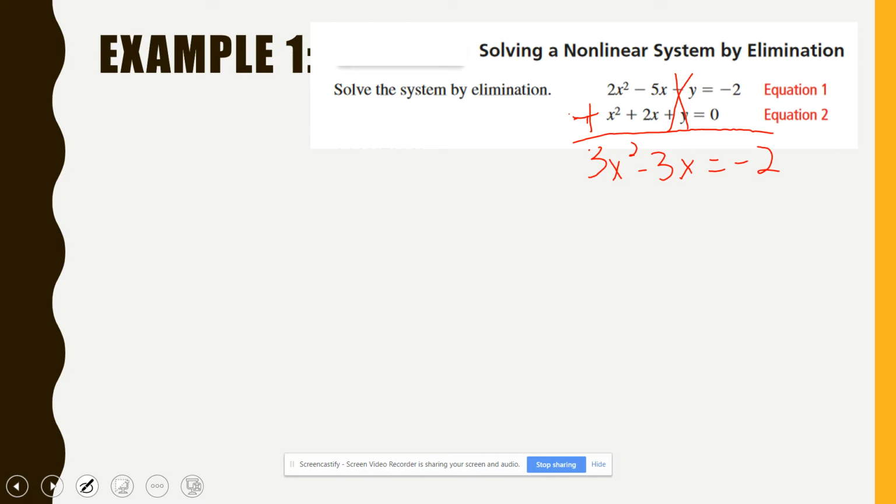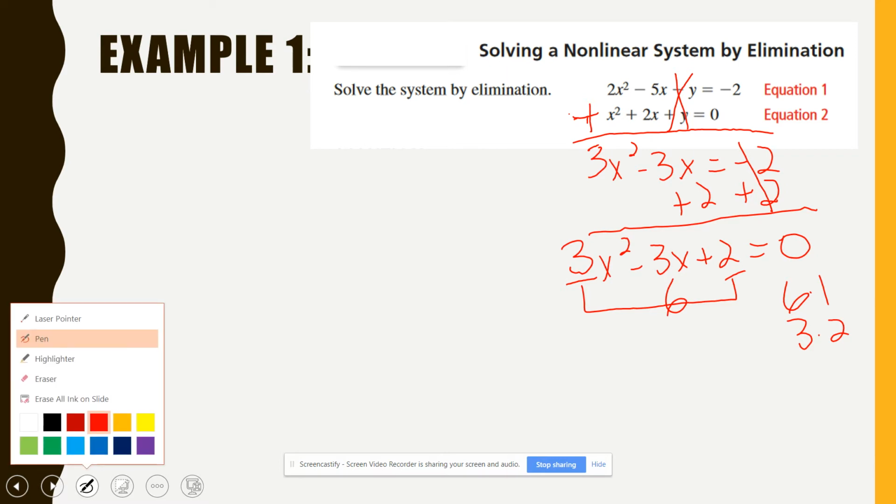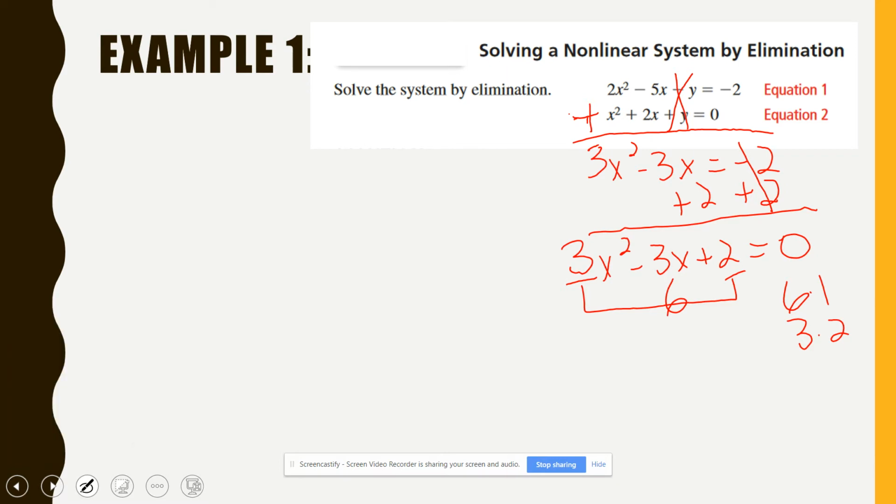Well, now I know in order to be able to factor or use the quadratic formula, I have to have an equation equal to 0. So I'm going to go ahead and add my 2 over and put this in standard form. First I check, is there a greatest common factor I can reduce by? No. 3 times 2 is 6. Are there factors of positive 6 that add to -3? My choices are 6 times 1 and 3 times 2. So that's not going to work either.